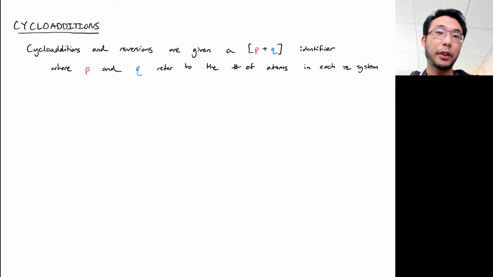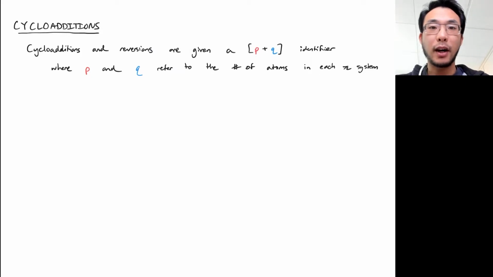In this video, we will learn about cycloaddition reactions, which are a subclass of pericyclic reactions. In a cycloaddition reaction, two different pi systems will react together to create a new ring. In the process, you lose two pi bonds and gain two sigma bonds.